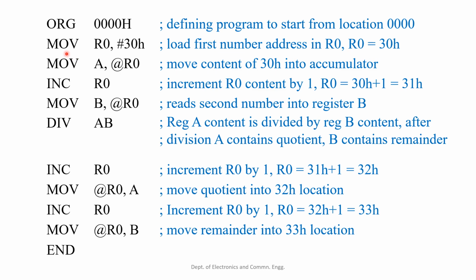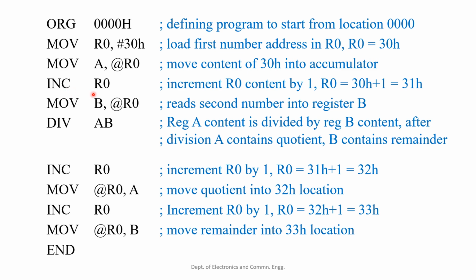So for that I am loading R0, which is the memory pointer, with the value 30H: MOV R0, #30H. I am fetching my first value from the memory pointed by R0 to register A: MOV A, @R0. Then the second value I need to fetch.